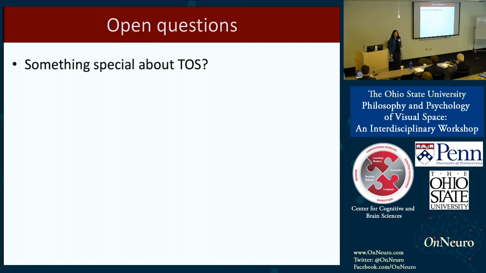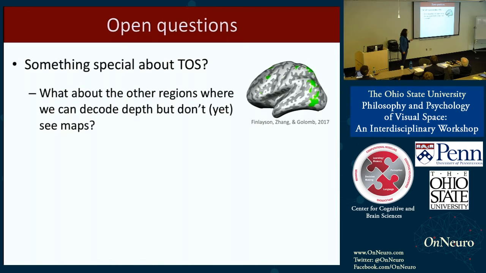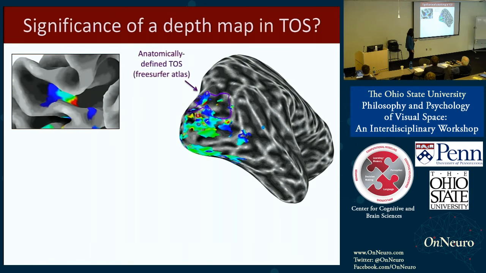Okay, so to answer the earlier question, is there something special about TOS? What about all these other regions? I showed you in the first part that we can decode depth in both dorsal and ventral stream, but we only really seem to be seeing the maps here. So why would we expect to see it only in TOS?